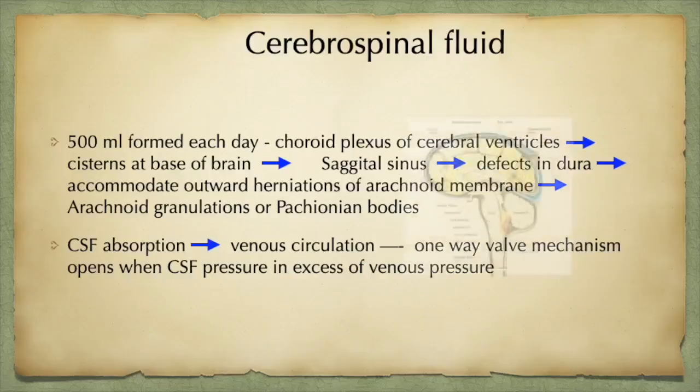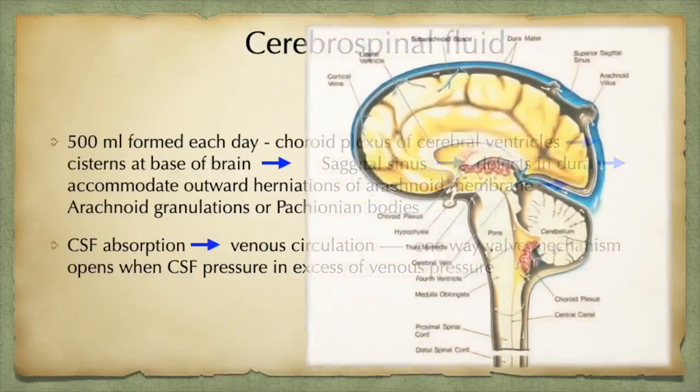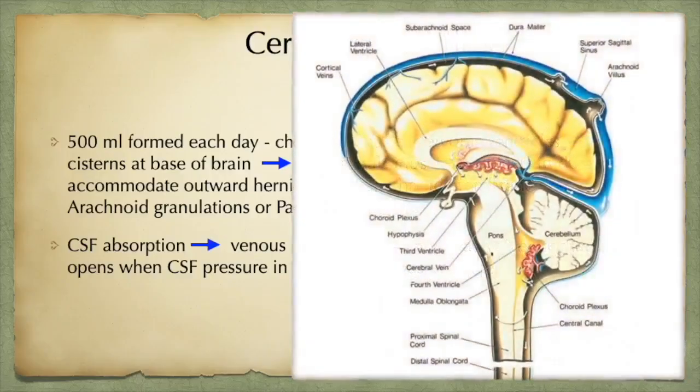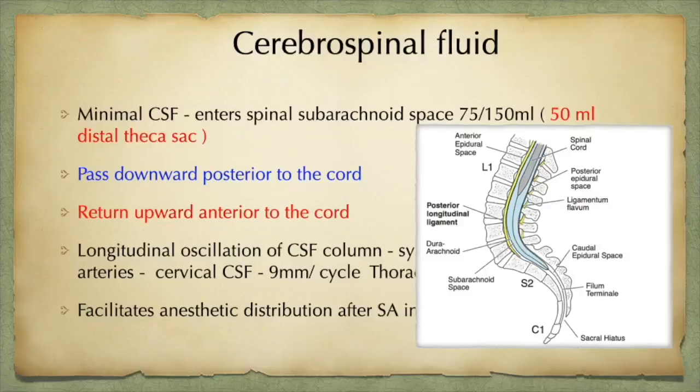It's a one-way valve mechanism. This one-way valve opens when the CSF pressure is more than the venous pressure, resulting in drainage of CSF into the venous channels. There is only a minimal amount of cerebrospinal fluid in the spinal subarachnoid space, out of which only 50 ml will be there in the thecal sac out of the total 150 ml. As the secreted CSF comes down, it passes down posterior to the cord and returns upwards anterior to the cord.